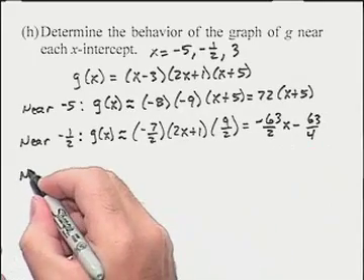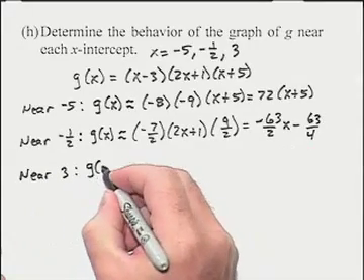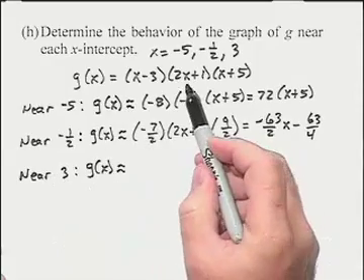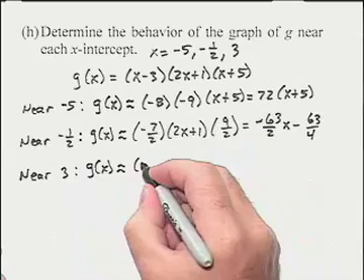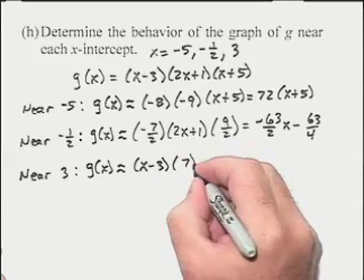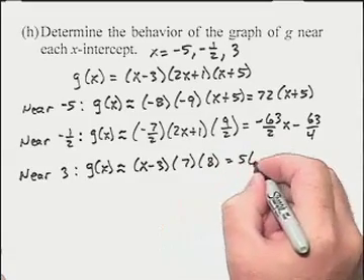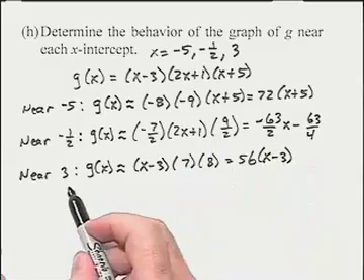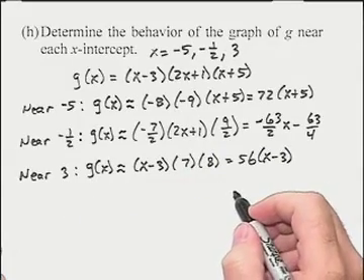And our last intercept was 3. So we look at the behavior near 3. Following the same procedure, we're going to let x equal 3 in the 2 factors that did not give us this x-intercept. So g of x will be roughly (x minus 3) times 7 times 8, which is equal to 56 times (x minus 3). So near 3, the graph of g will look like a line with slope 56.